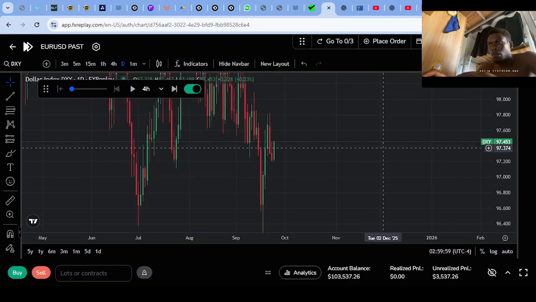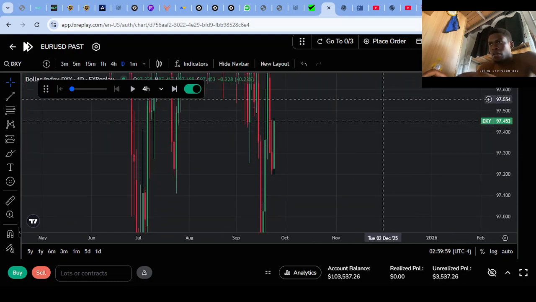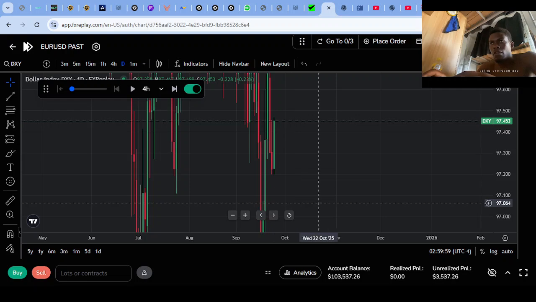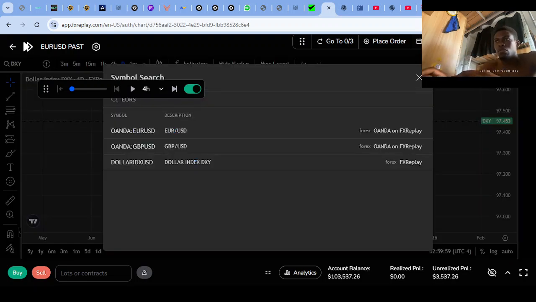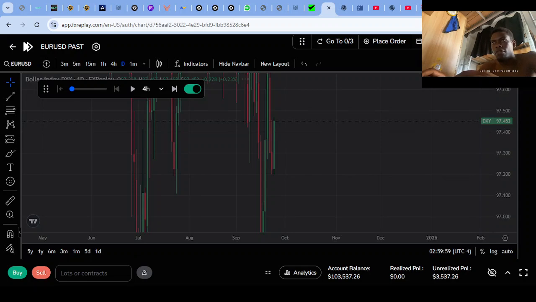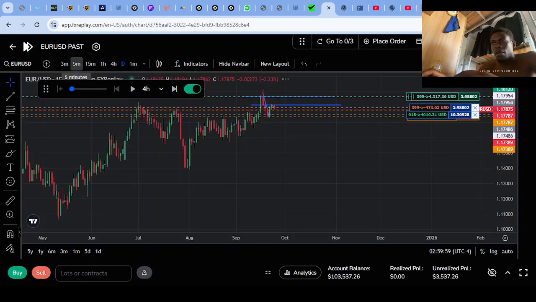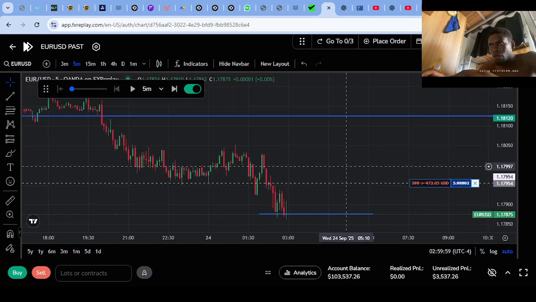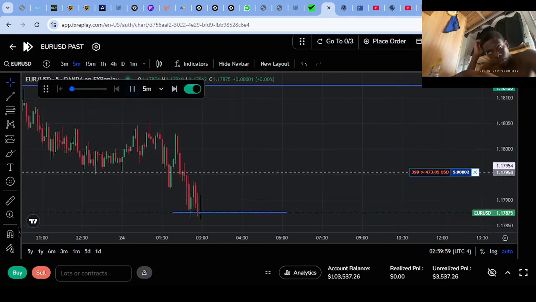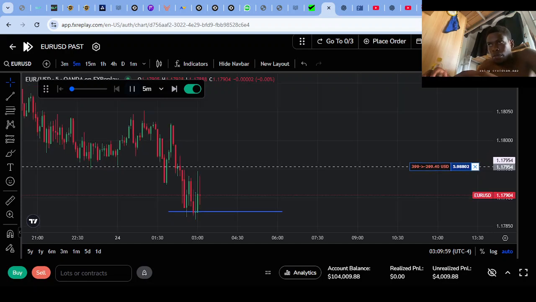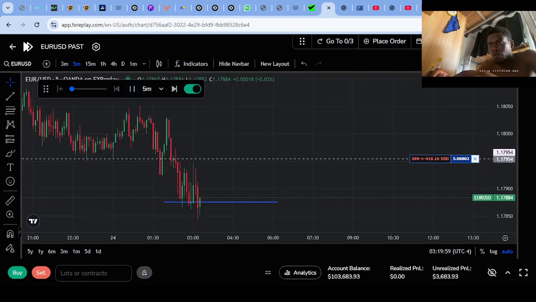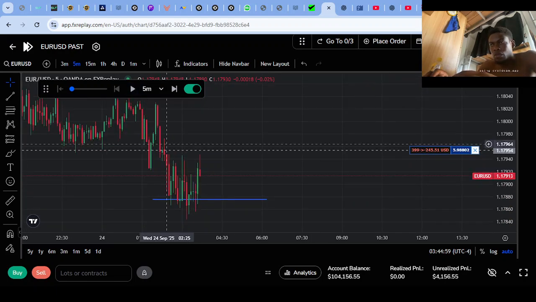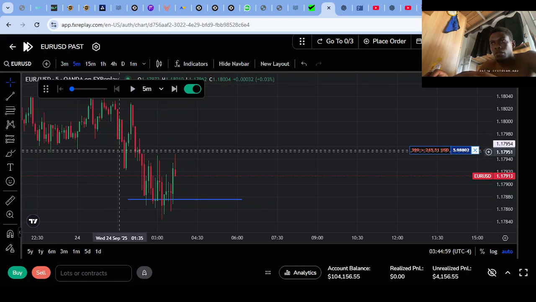But if we look here, we can see price violating the previous daily high, as y'all can see over here. So when we go to EUR USD, we have to keep that in mind. So I was looking for buys anyways. So that being said, we want to look for a buy, right?